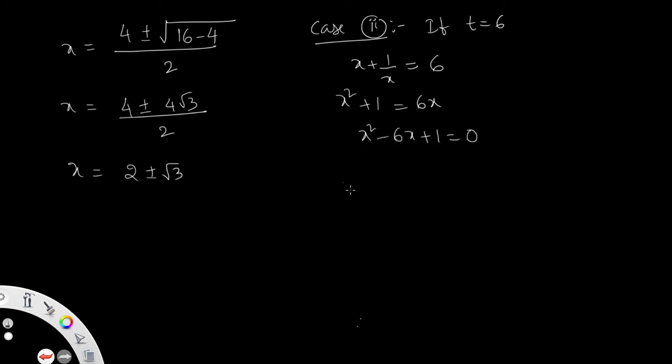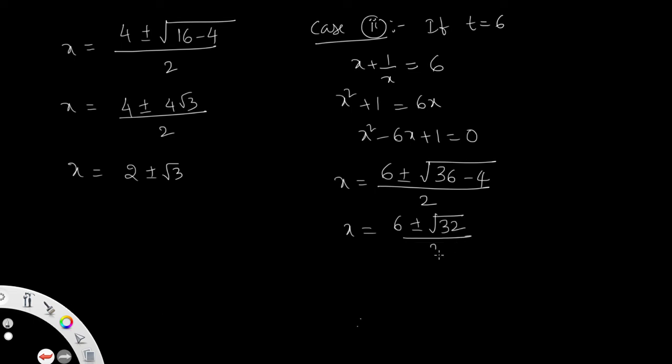Then x equal to minus b plus or minus square root of b square minus 4ac, in this type, right? So 6 plus or minus square root of 36 minus 4 into ac, by 2a. 2a means 2. So x equals 6 plus or minus root 32 divided by 2. That is 6 plus or minus, 8 fours are 32.